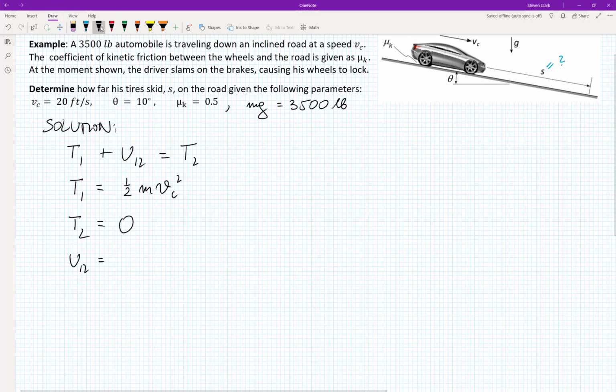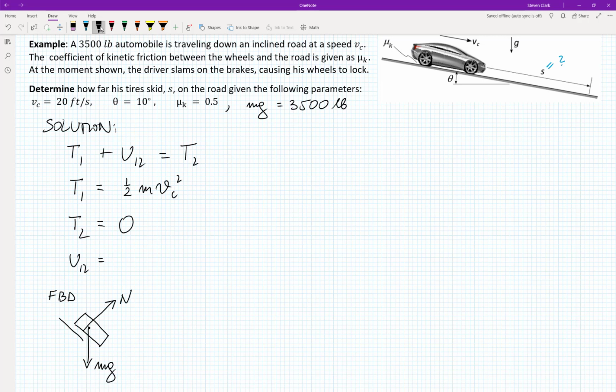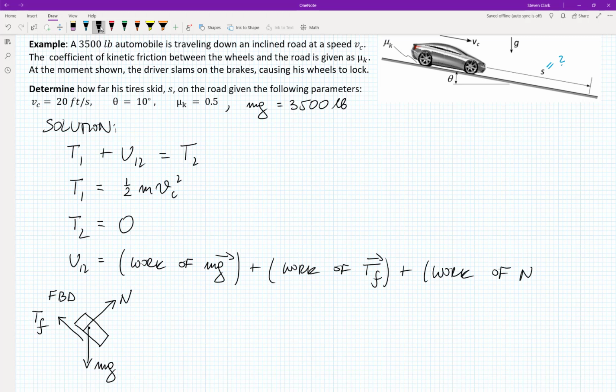So it will be FBD, and we'll have mg acting this way. We definitely have normal force acting this way, and I believe that there is also friction acting that way. So we can write in here that we have three forces acting on our system. We have work of mg. We also have work of friction plus work of normal force.